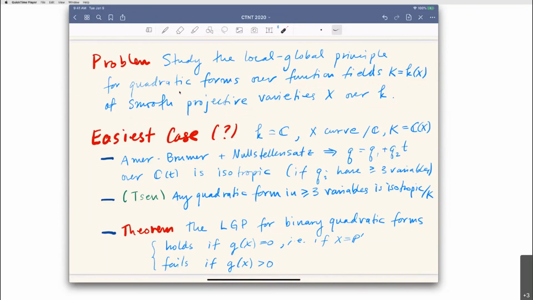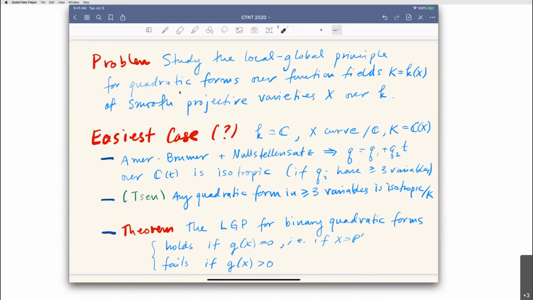But let's just step back for a second, and you might ask, well, maybe the easiest case is that the field is just the complex numbers. This is a field of some arithmetic interest. It's not an algebraically closed field, and so maybe we should be doing arithmetic geometry over function fields of varieties over the complex numbers. So okay.